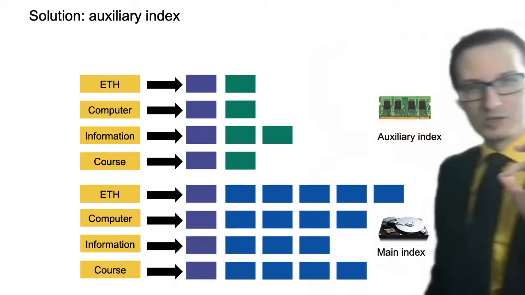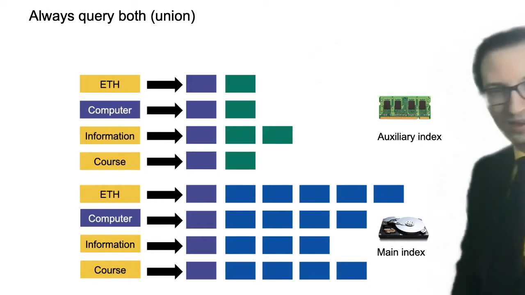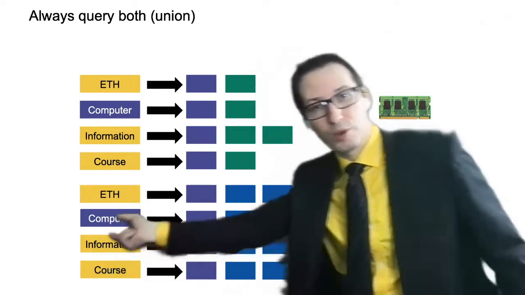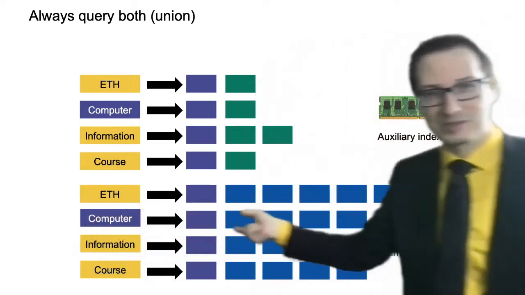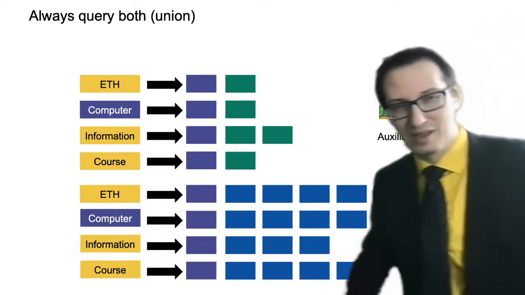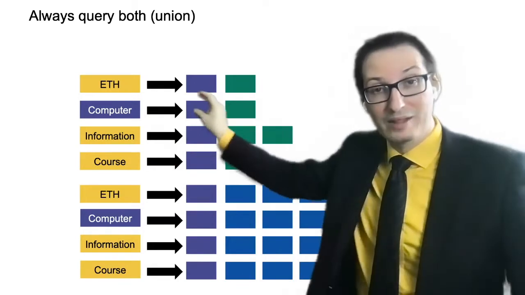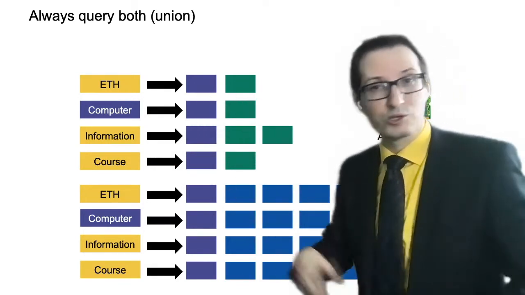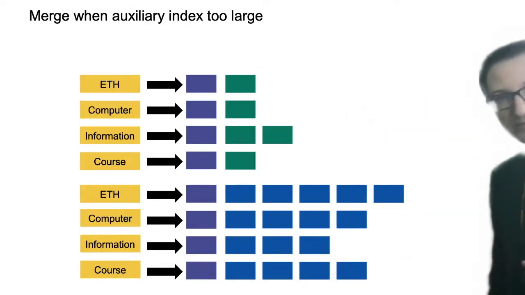Okay, so what do I do then? Well, if somebody queries for a word, for example, computer, then I will just look up at both places. I will look up on disk on my very, very large index for the old documents and find all of these postings. And I will also look up in my auxiliary index in memory at the same time. And then I just union these two every time. So I just query both. That's one way of doing it.